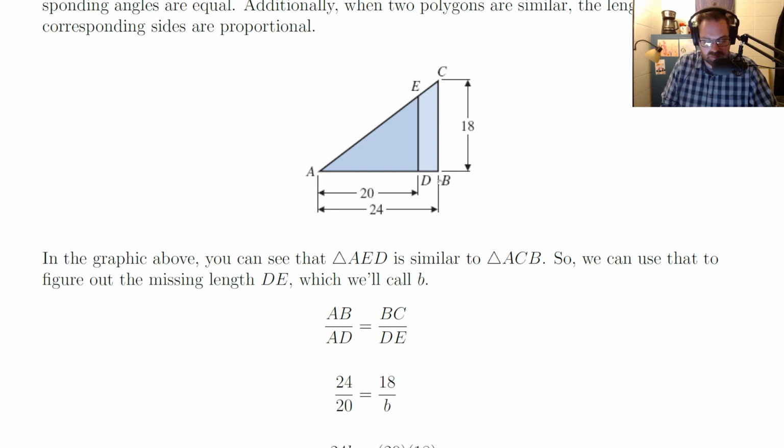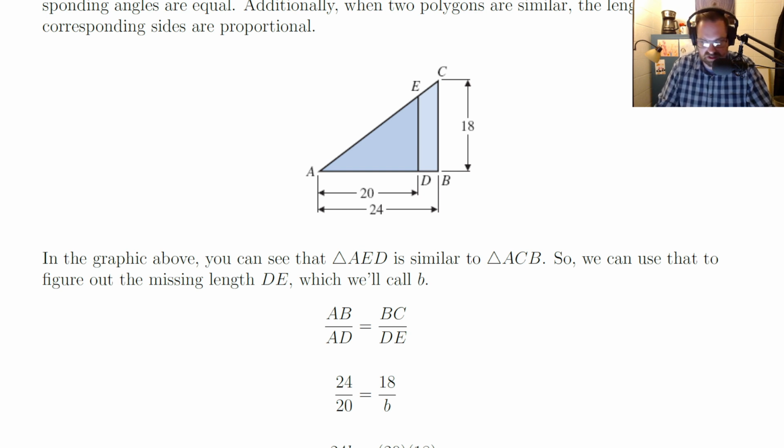A to B, that length matches A to D. They're associated with each other. And then we're dealing with the longer length here, so the long length to the long length on the right-hand side, and the short length on the bottom to the short length here. There are a lot of different ways you can do these. It's not just one way. You could do AB over BC is equal to AD over DE. You could do that too.